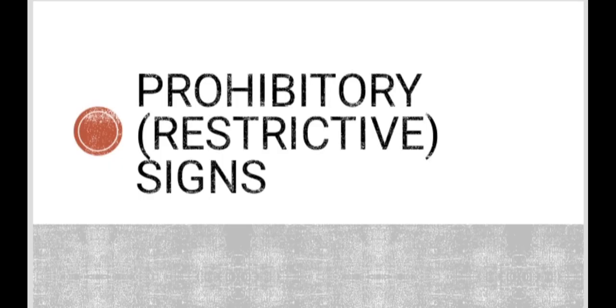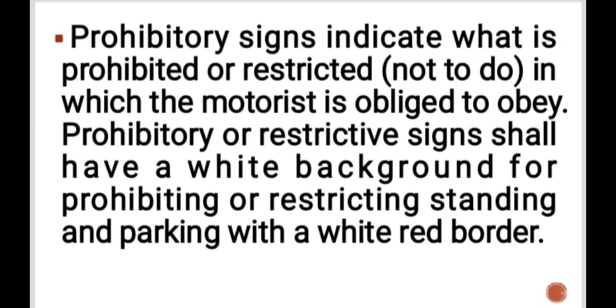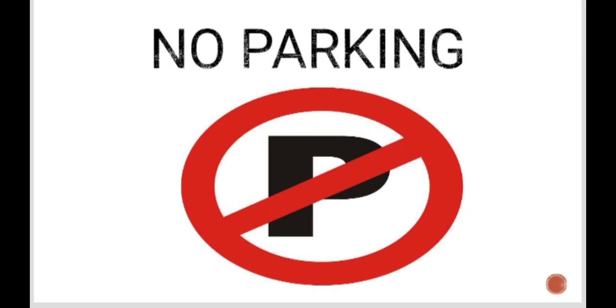So, dito naman tayo sa prohibitory signs. Prohibitory signs indicate what is prohibited or restricted not to do, in which the motorist is obliged to obey. Prohibitory or restrictive signs shall have a white background for prohibiting or restricting standing and parking with a white red border. So, examples of prohibitory signs naman.